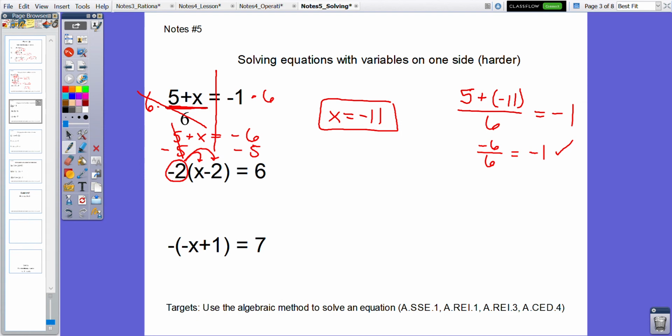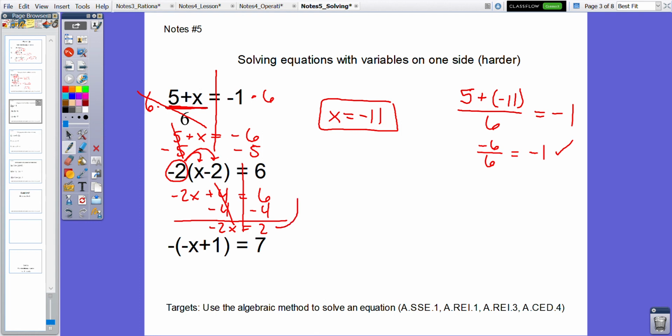So -2 times x is -2x. -2 times -2 is a +4. That equals 6. So now we have no parentheses. I can go ahead and solve my equation like normal. So once again, I'm going to use the subtraction property of equality. So subtract 4. Remember, we want to subtract our non-variable quantities. In this case, +4 minus 4 is 0, so I cross those out. 6 minus 4 is 2. So all I'm left with is -2 times some number equals +2.